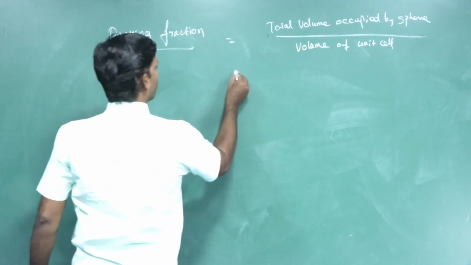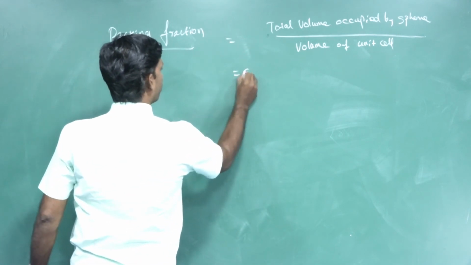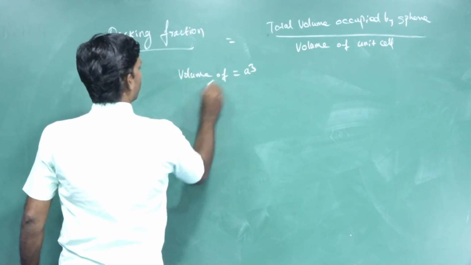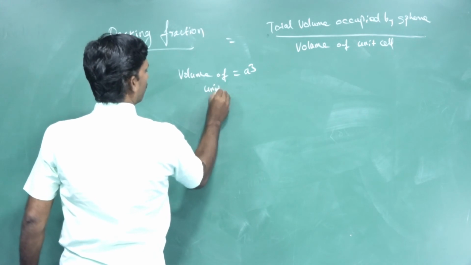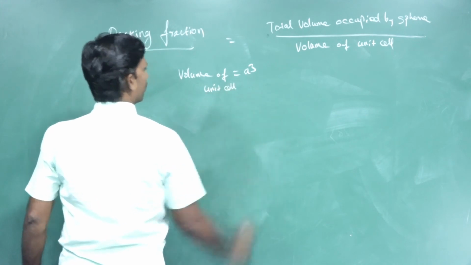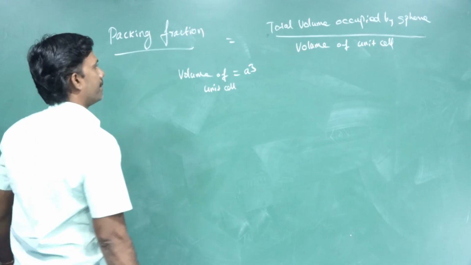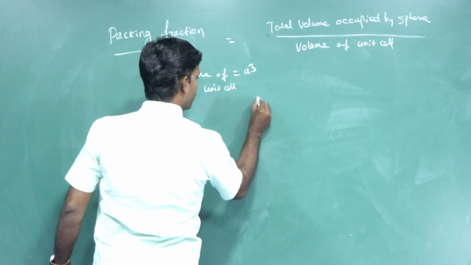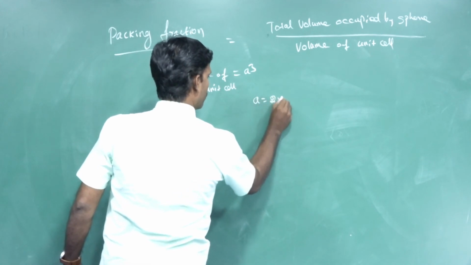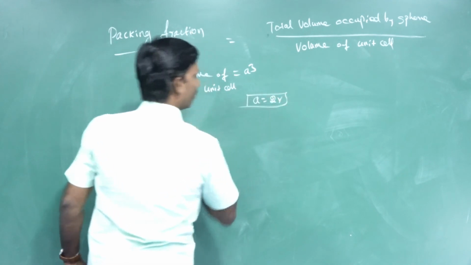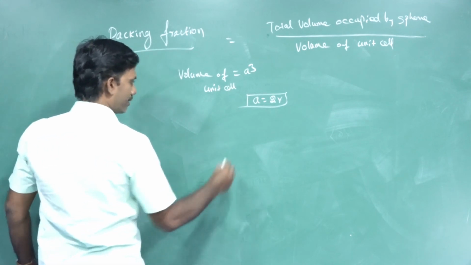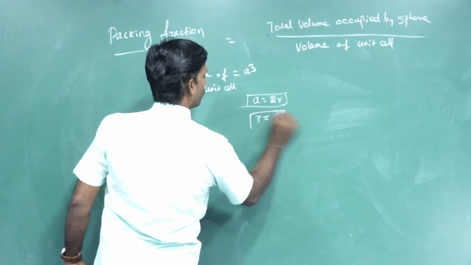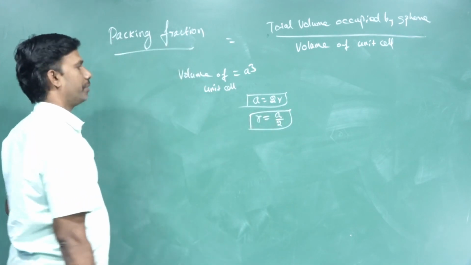Then the volume of the unit cell. You know very well, that is a cube. Then the total volume occupied by the sphere. For simple cubic, edge length a equals 2r. Then what is the radius? Radius r equals a by 2.